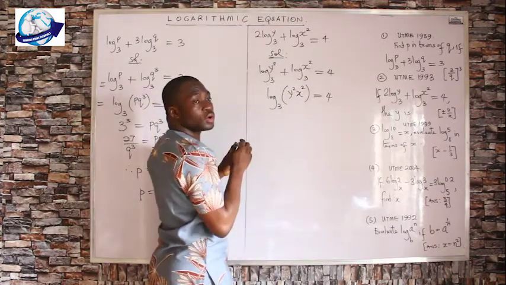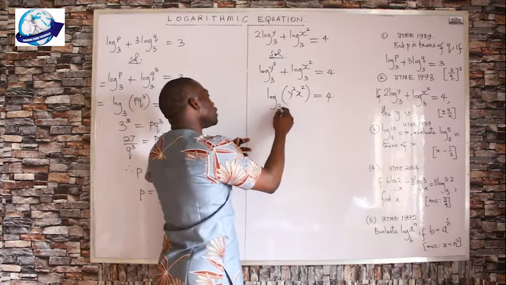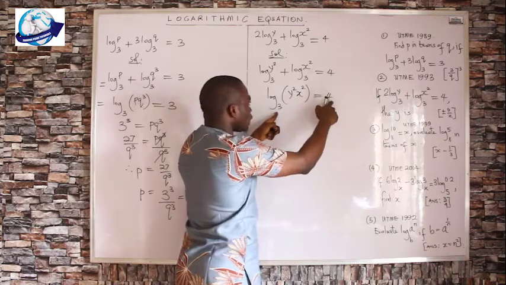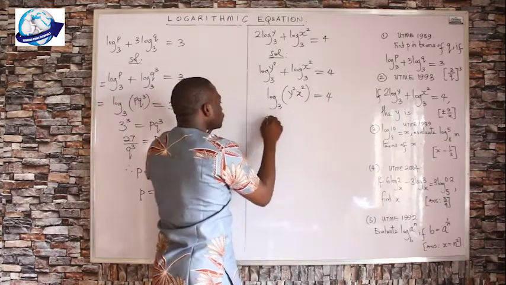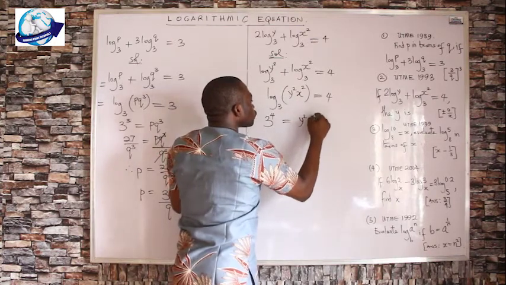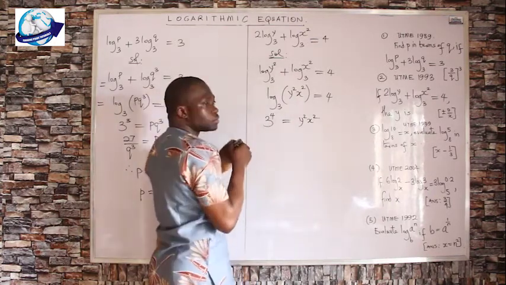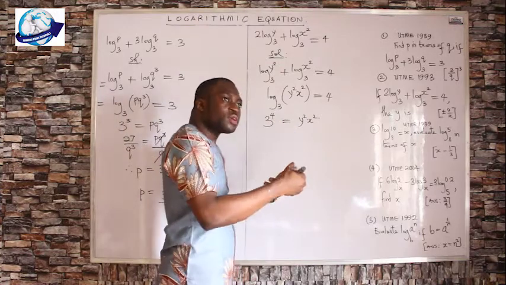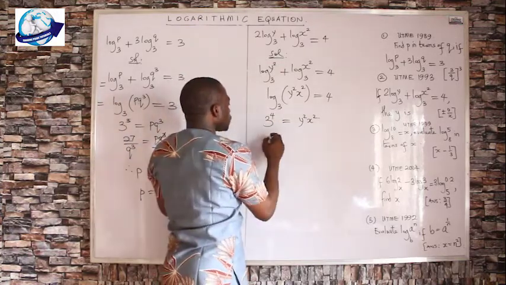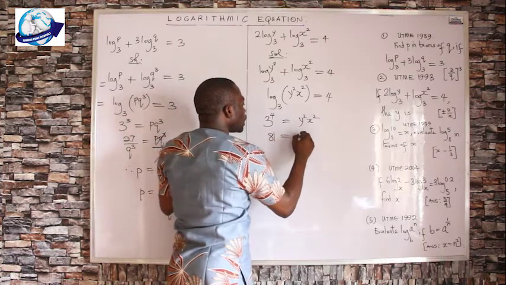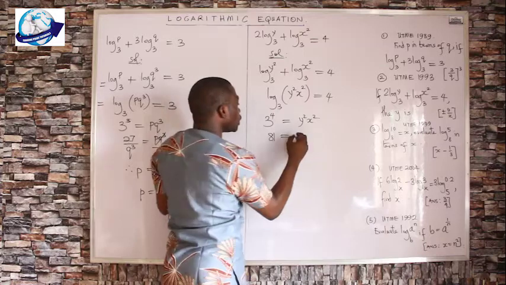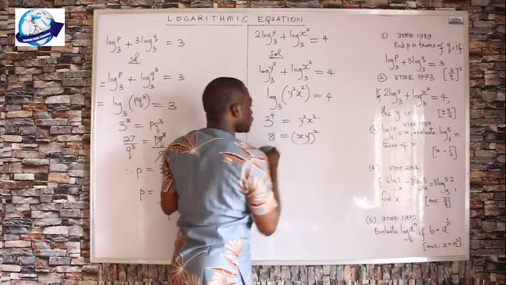So what are you waiting for? Of course, 3 as usual raised to the power 4 is equal to this, which is the same thing as y squared x squared. 3 raised to the power 4 will give you what? 3 times 3 times 3, 27, times 3 again. That gives you 81. So 81 is equal to xy, let me just take alphabetical order, that's xy all squared. I think it's okay like this.